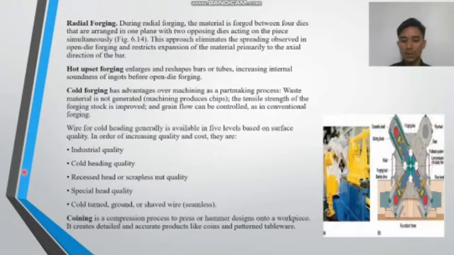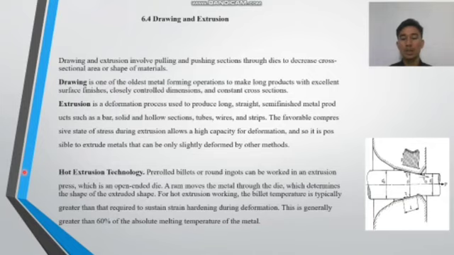Coining is a compression process to press or hammer a design onto a workpiece. It creates detailed and accurate products like coins and patterned tableware. Next, 6.4 Drawing and extrusion. Drawing and extrusion involve pulling and pushing sections through dies to decrease cross-sectional area or shape of materials.